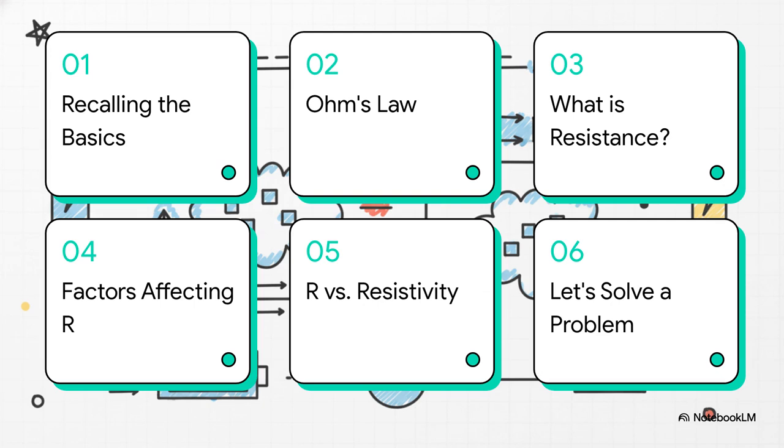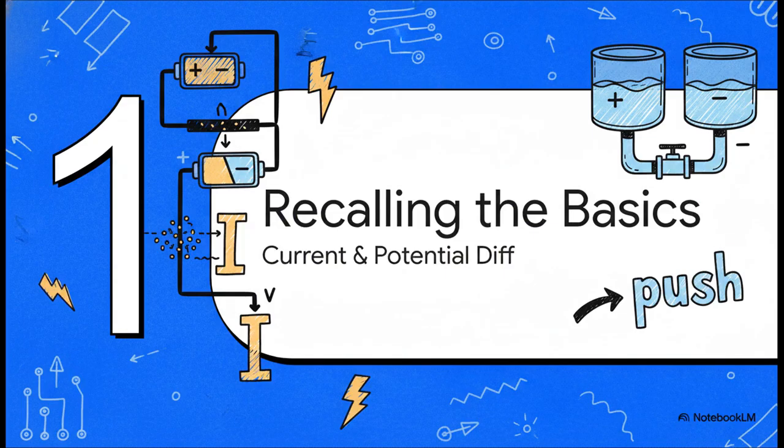We'll start with a quick recap of the basics, then we'll dive straight into Ohm's law to understand its VI relationship. After that, we will explore this idea of resistance, what it is, and what factors affect it. We'll also clear up a common confusion between resistance and resistivity, and finally, we'll solve a numerical problem together to put everything into practice.